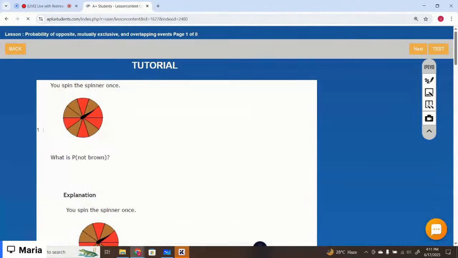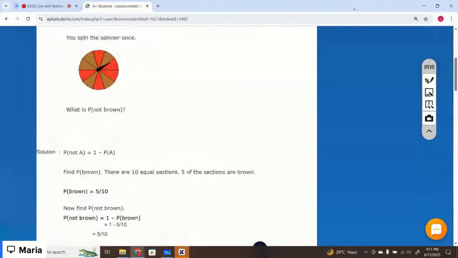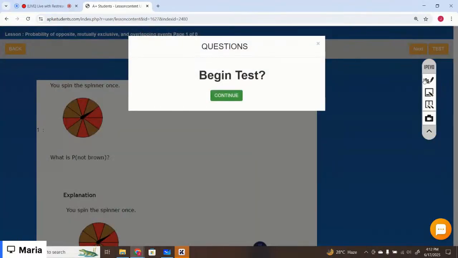You spin the spinner once. What is the probability of not red? You have to subtract the probability of red. Probability of not A equals 1 minus probability of A. So that is 1 minus the probability of red, which is 5 over 10. So 1 minus 5 over 10 is equal to 5 over 10. Let's just start with the test questions.